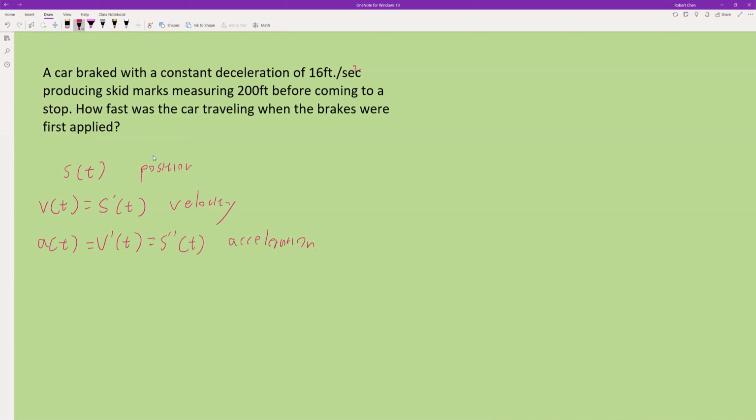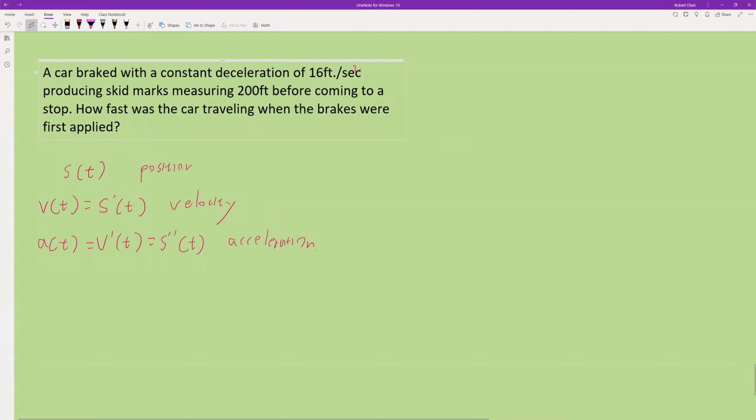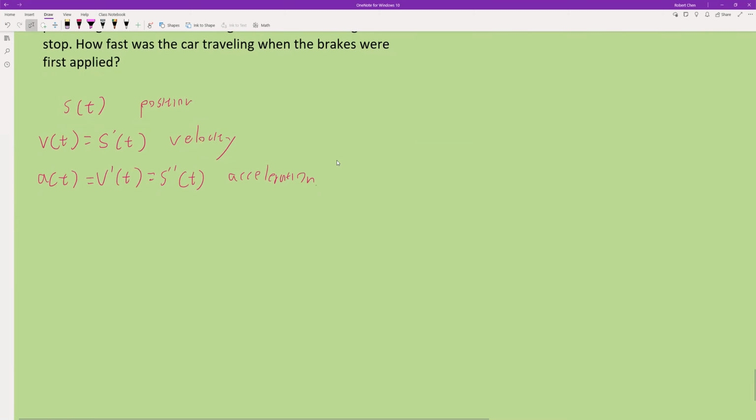Okay, so we want to find out how fast the car was going, right? That means we want to find out exactly when we step on the brake. Now, the only piece of information we have is that the brake provides a constant deceleration of 16 feet per second squared. That means the acceleration of the brake is negative 16 because it's constant. And that is the acceleration: negative 16 feet per second squared.